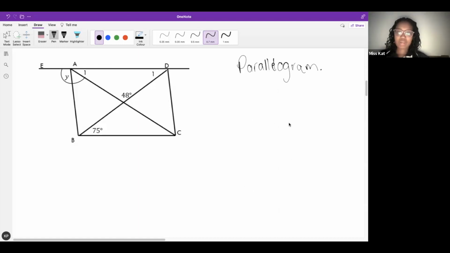Okay, so this is a parallelogram. And we have to find y. Y is this whole angle over here. So what do you guys think we're going to do to find y? Does anyone have an idea? Something you want to try? Suggestion? Anything, guys? What do you think?